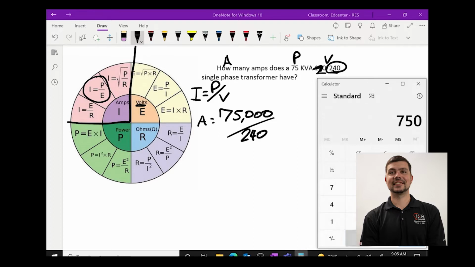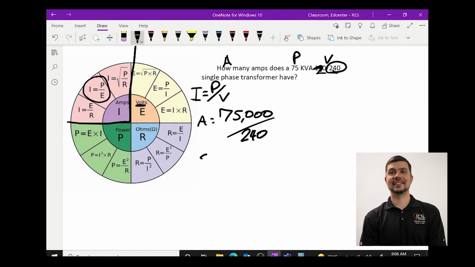Punching that in is going to give me a total of 312.5, and that's going to be amps as my answer.